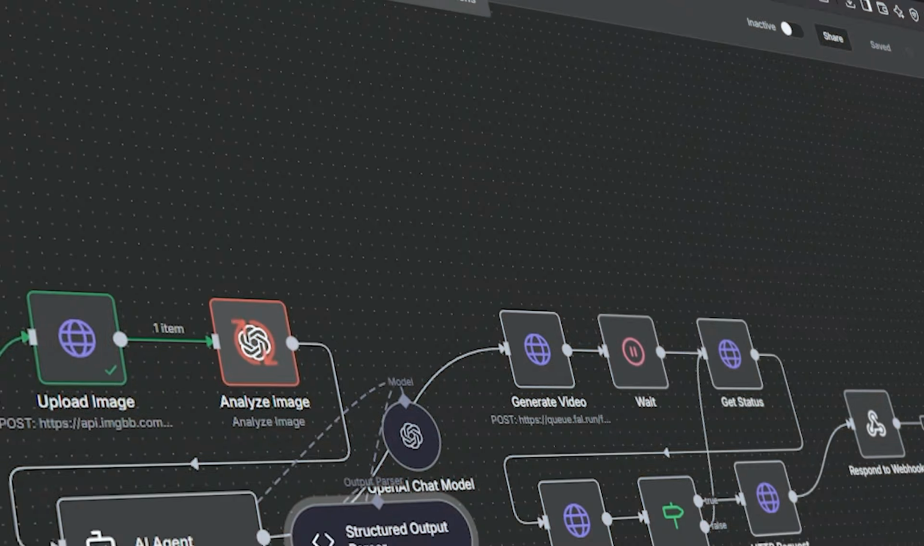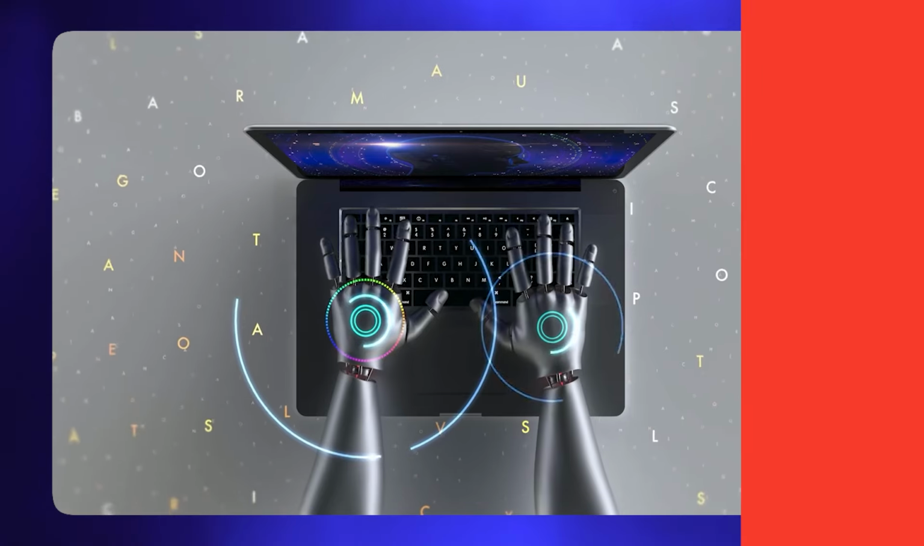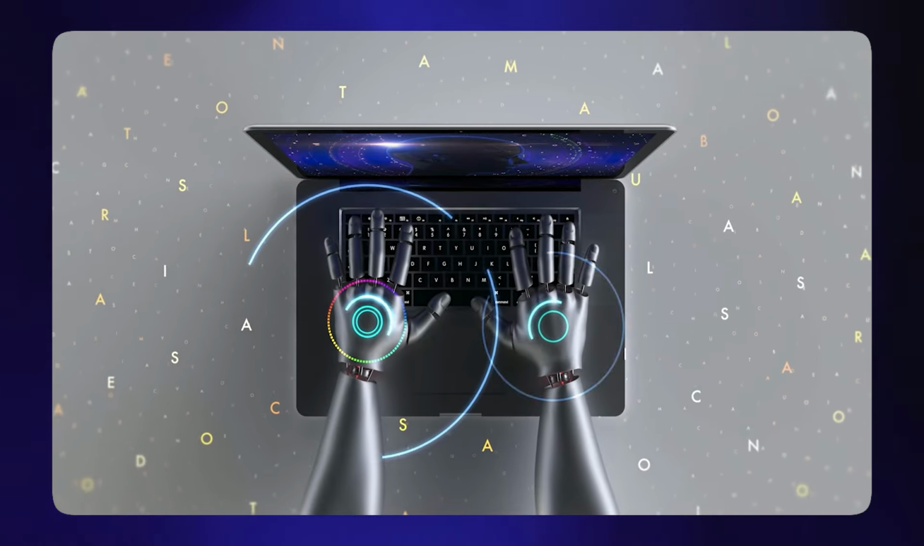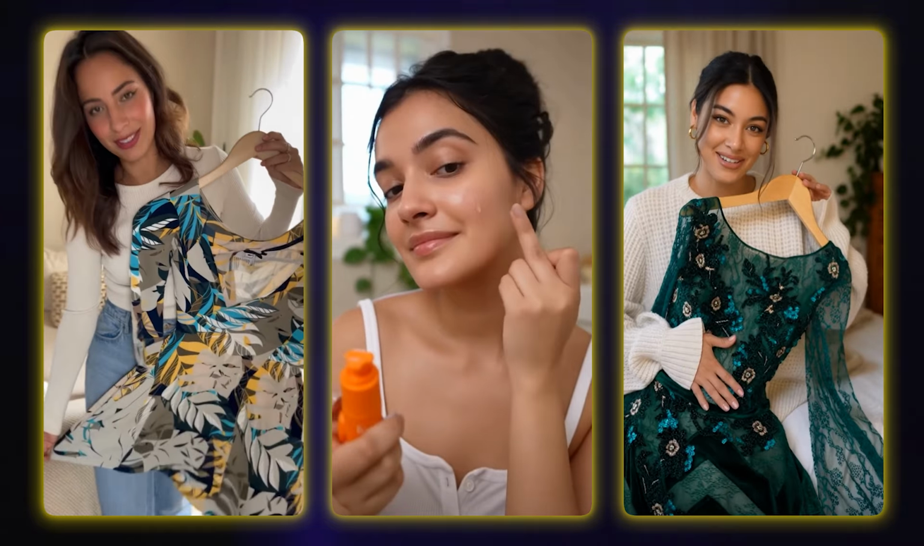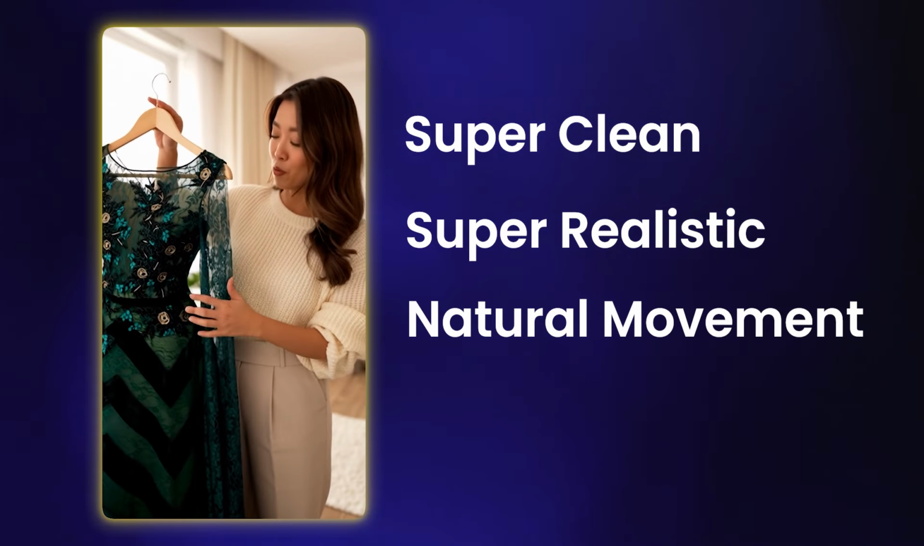So a few days ago, I got paid around $750 to build this automation that literally creates UGC style videos by itself. Yes, you heard me right. It's just one setup that takes care of everything. And these are the videos that it has made. They look super clean, super realistic, natural moments, and they're just ready to post. So here's how it happened.